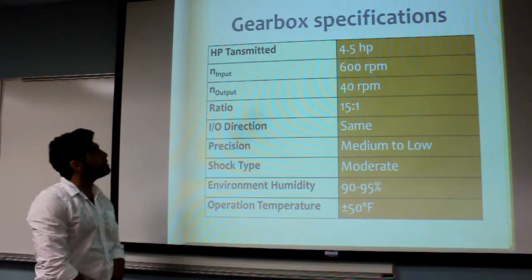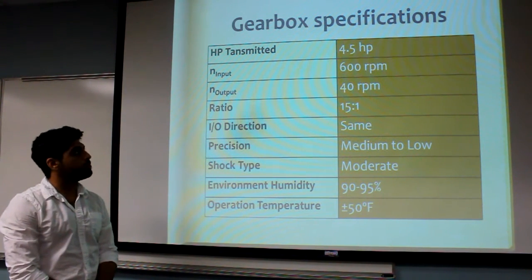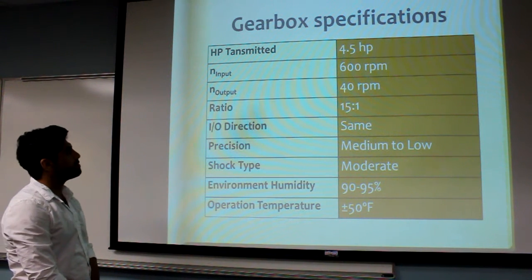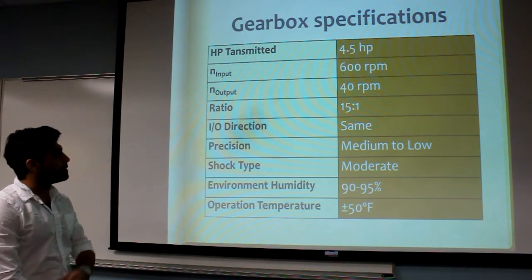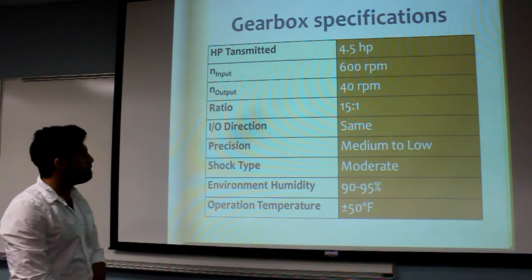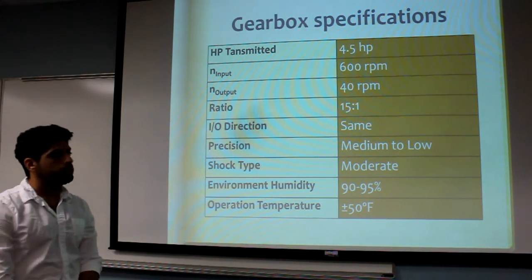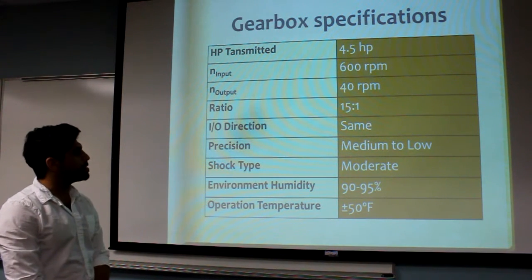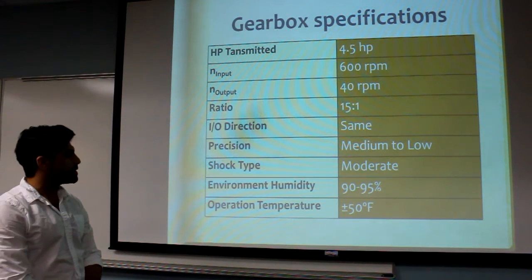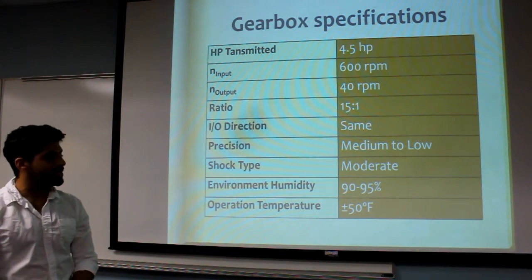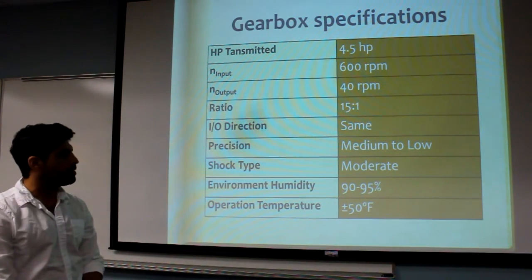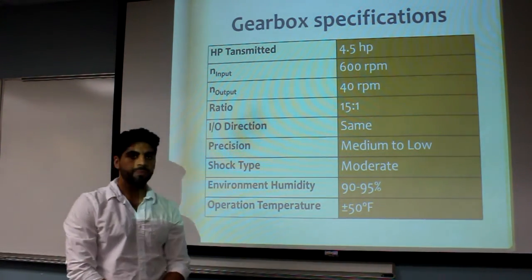Gearbox specifications: the transmitted horsepower is to be 4.5 horsepower. The input shaft speed is 600 RPM and output shaft speed is 40 RPM. Ratio is 15:1. The direction of the shafts are the same. Precision is medium to low. Shock is moderate. Environment humidity is 90 to 95%. Operation temperature is more or less 50 Fahrenheit.